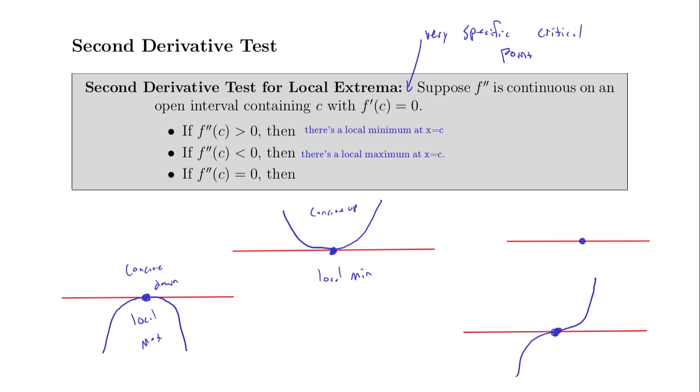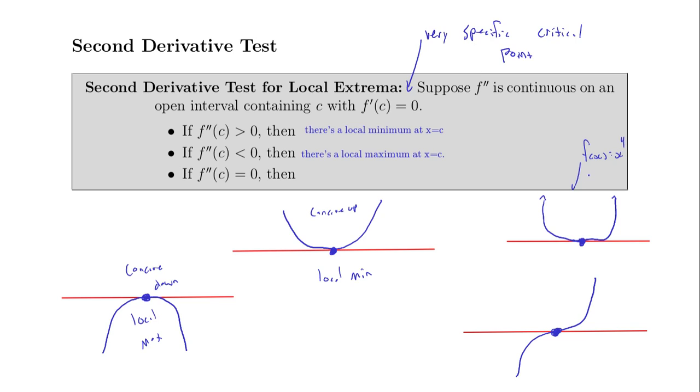You might have a function that actually has a local minimum, but it's so flat at that critical point that the concavity doesn't really register. And so it might actually be that this is a local minimum. A really easy example of this, if you want to try it, is x to the 4th. Go ahead, find the first derivative.